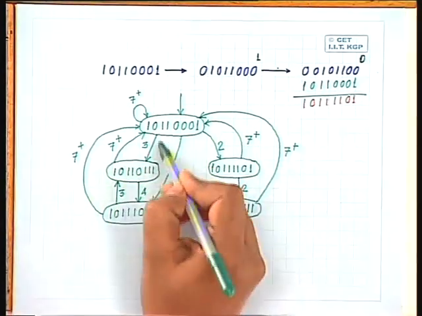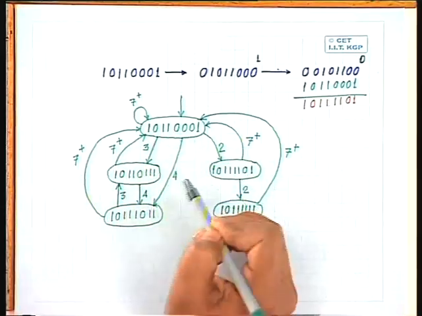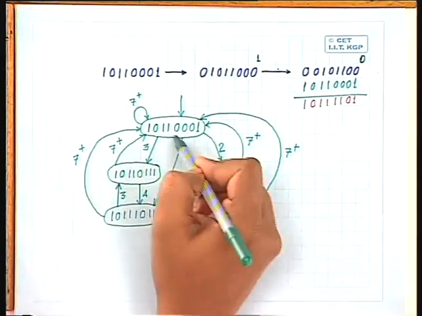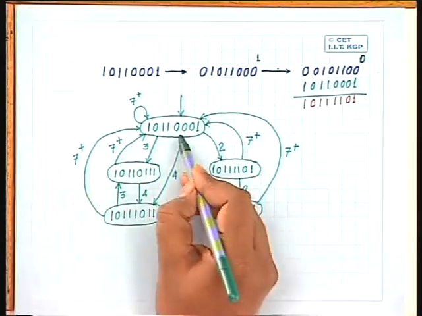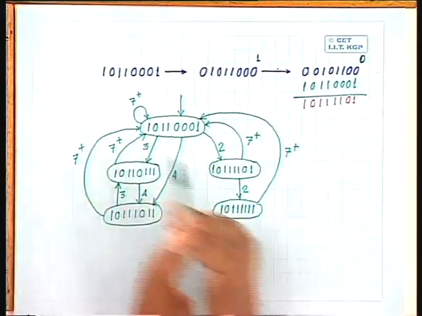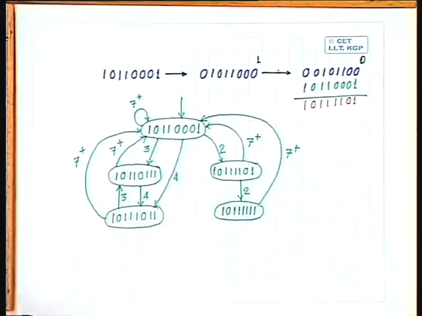This is also a stable cycle, 3, 7, 3, 7, 4, 3, 7, that is also a stable cycle. 4, 7, this is also a stable cycle. 4, 3, that is also a stable cycle.